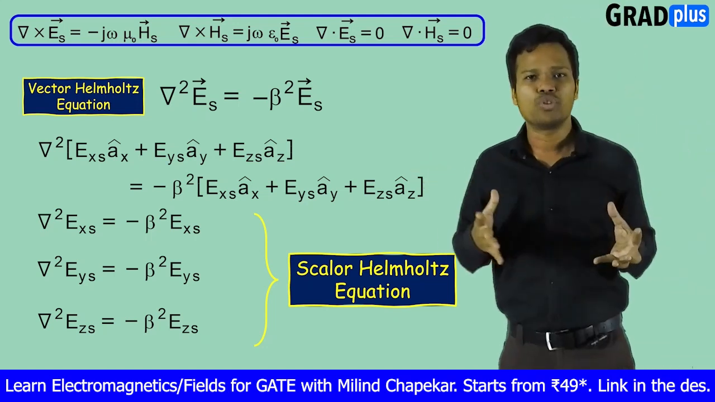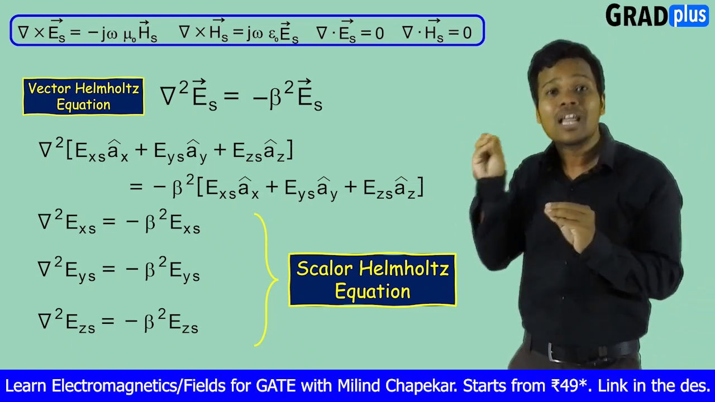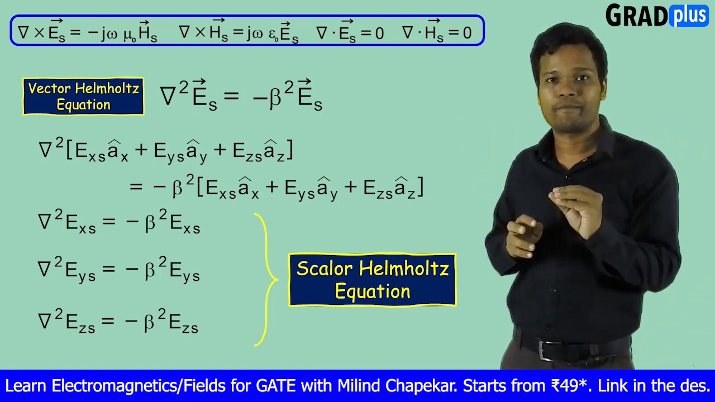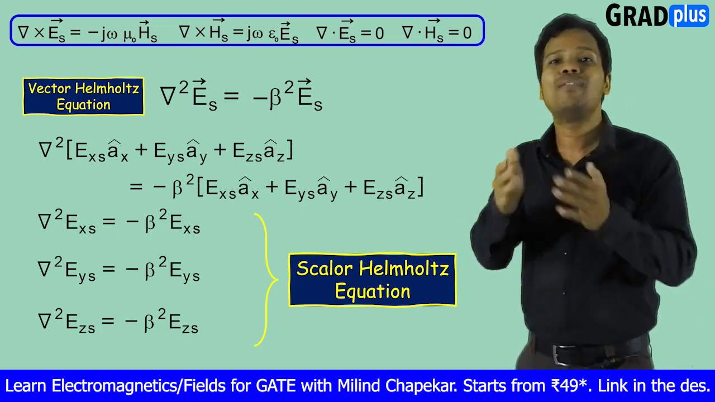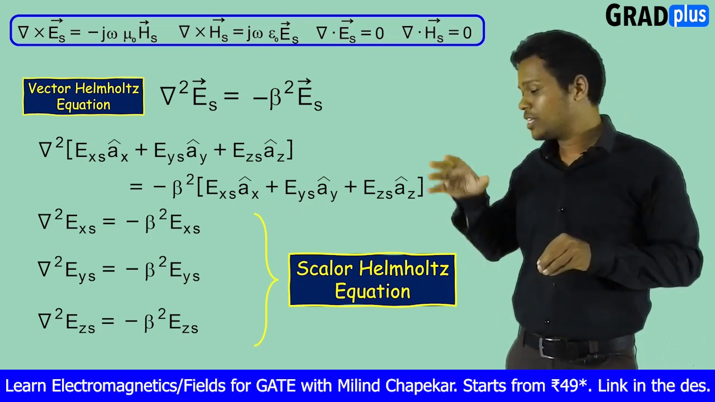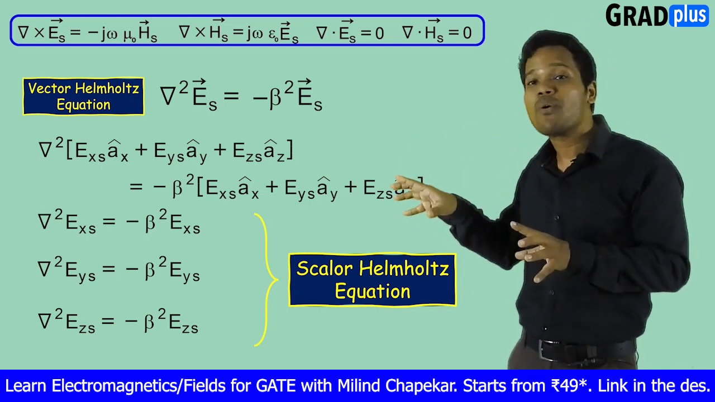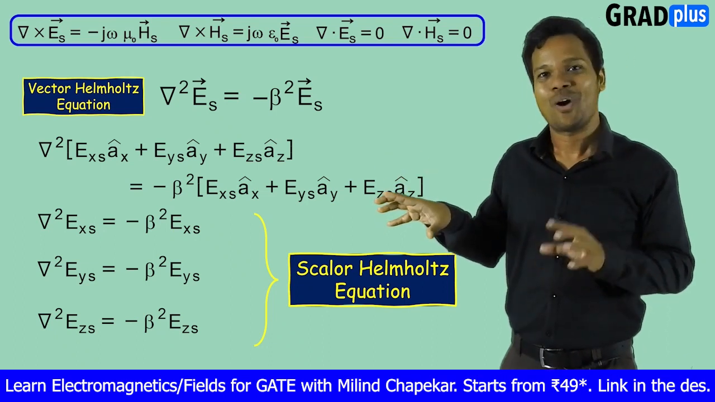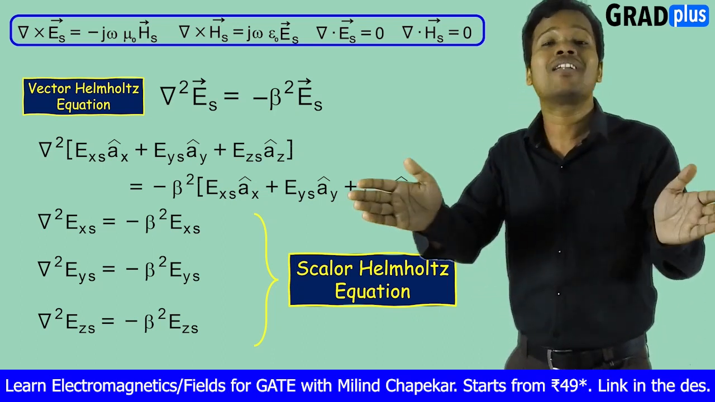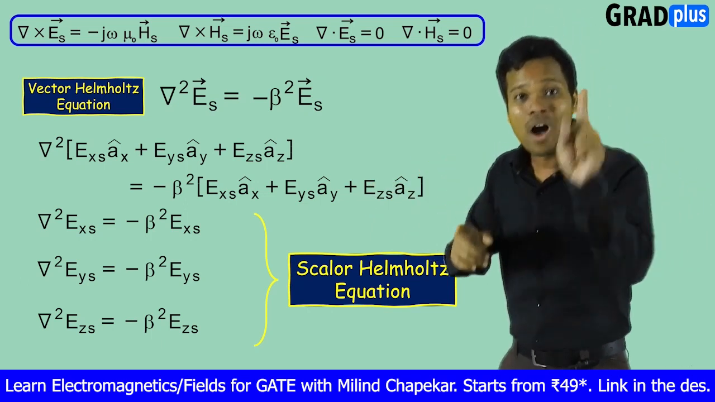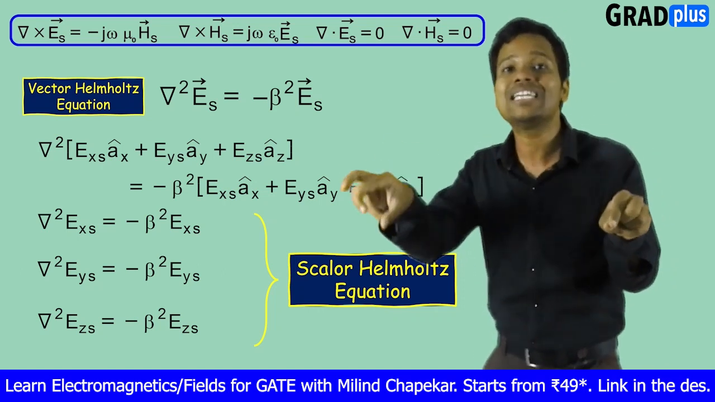That is not the point of discussion over here, but whatever the point was, in the vector Helmholtz equation the del square operator is operated on the vector field E, and in the scalar Helmholtz equation the del square operator is operated on the individual component, a scalar function, the individual x component, y component or z component of E. Okay, and one vector Helmholtz equation gave us three scalar Helmholtz equations. Yes or no? One for each component.